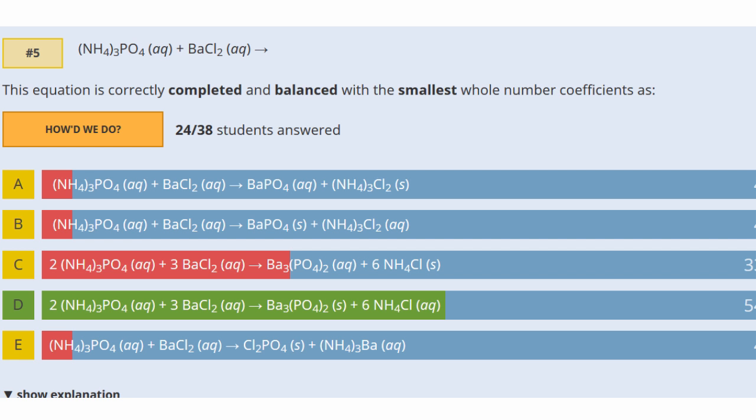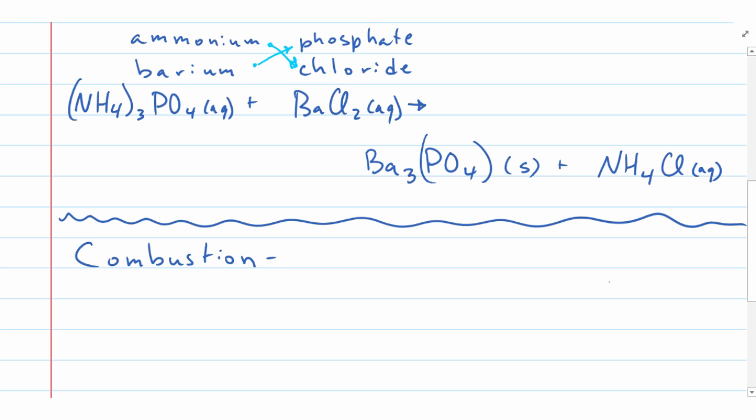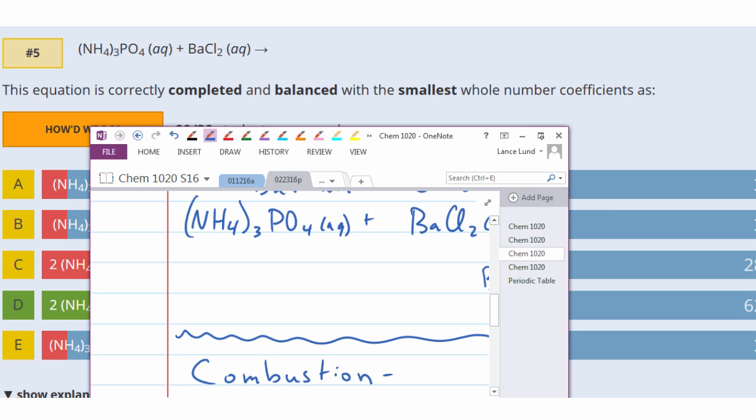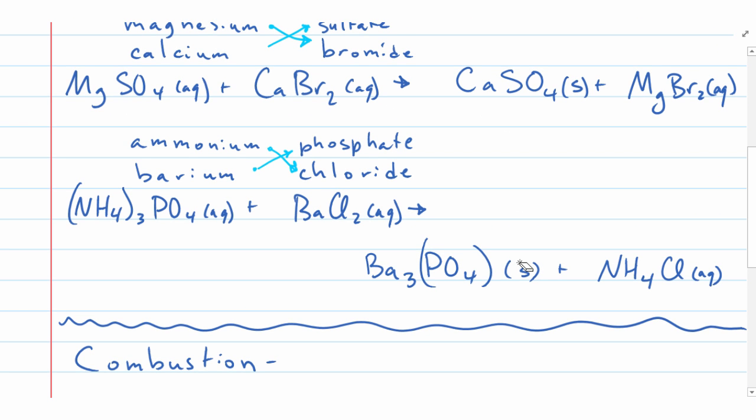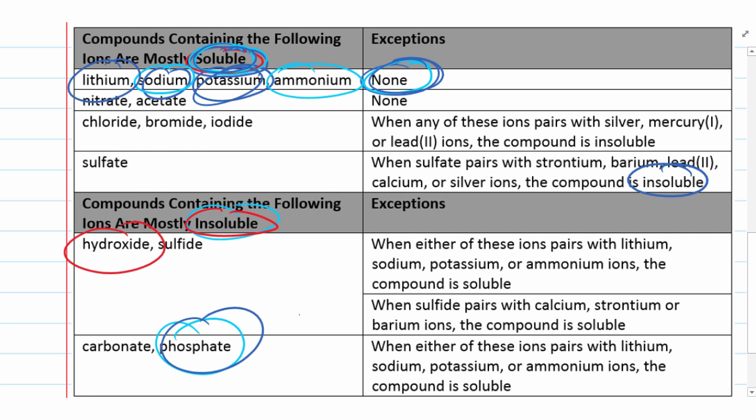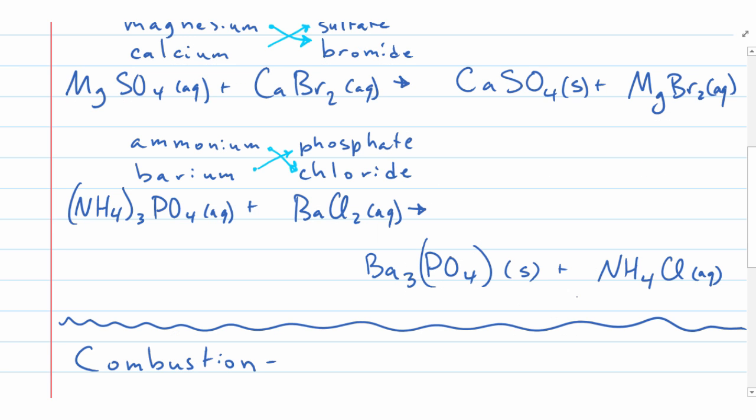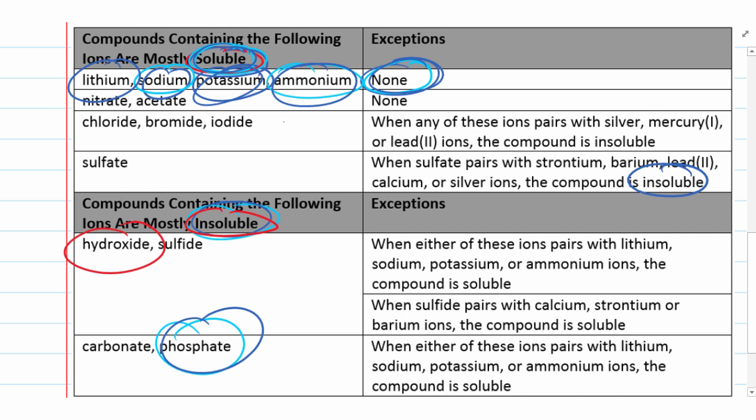Correct choice is D. Now if you look at D and C, they look very similar, but if you look at the phase labels, you see that this one here shows barium phosphate as the soluble one, and this one here shows barium phosphate as the precipitate. So if you were to work this out and try to determine what those phases are, you would see that the phosphates from your solubility table are mostly insoluble. Barium phosphate is not one of the exceptions listed over here, and so it gets labeled as a solid. This one here is ammonium chloride. Ammonium compounds are soluble with no exceptions, so it would have a phase label of AQ.